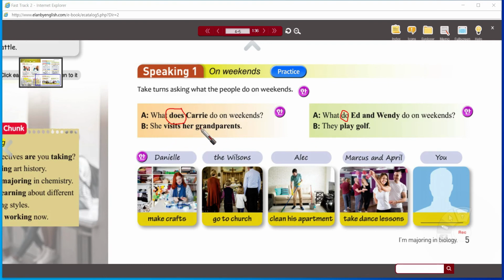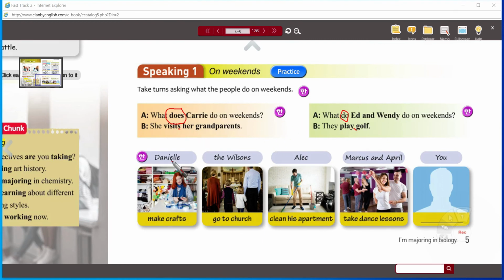What does Carrie do on weekends? She visits her grandparents. Whereas when Ed and Wendy, what do they do on weekends? They play golf. So notice the difference, and see if you can get these right.